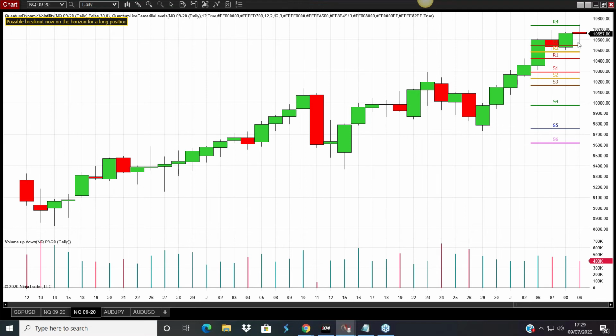Now, it has responded today, but what it looks like we're ending up with is a doji. Now, a doji is not necessarily a candle of a reversal. Sometimes a reversal does happen after a doji. It is a candle of indecision.